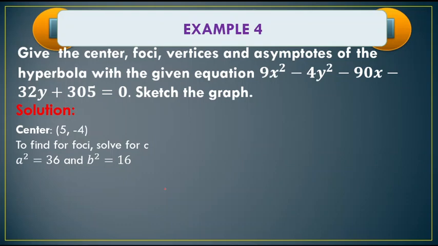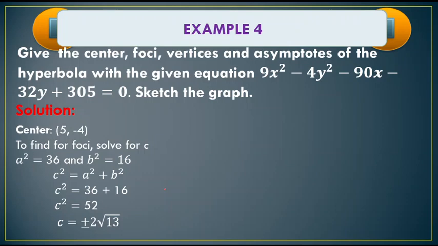Kaya solve muna natin. And then substitute natin ngayon si a squared at si b squared. So, add natin or get the sum. C squared is equal to 36 plus 16. And then, c squared is equal to 52. Then, square root nun ng both sides. So, we have positive negative 2 square root of 13. So, yan ngayon yung c natin.